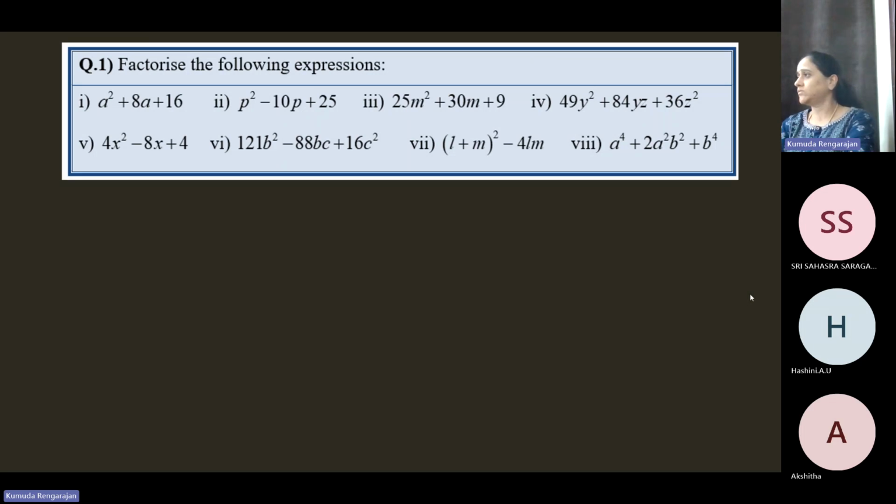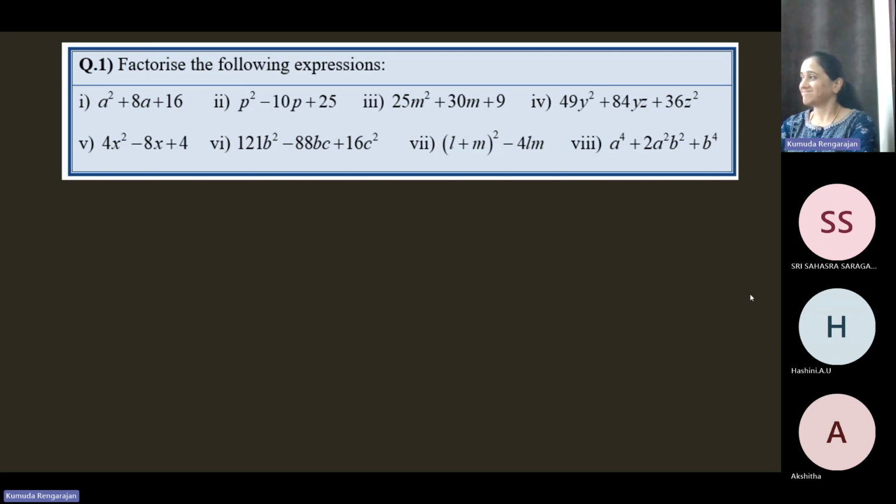Are you done with the third one, all of you? Next one, 6. Easy one. Okay, what's the final answer for the third one? 5m plus 3, the whole square. Correct.